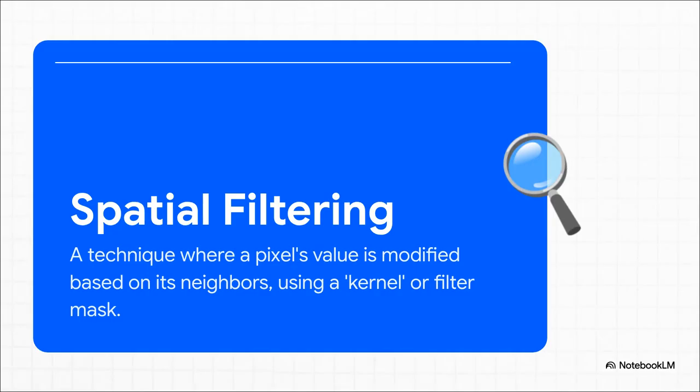But things get really powerful when we stop looking at pixels one by one. I mean, what if we looked at a pixel and its neighbors? That's exactly what spatial filtering does. It uses this little grid called a kernel or a filter mask, and it slides that grid all across the image. For each position, it looks at the whole neighborhood of pixels to calculate a new value for the one in the center.